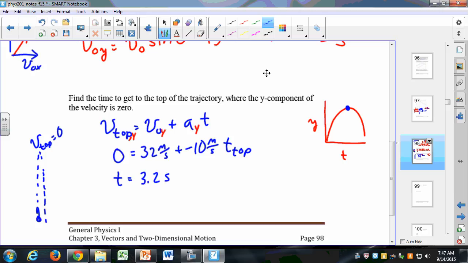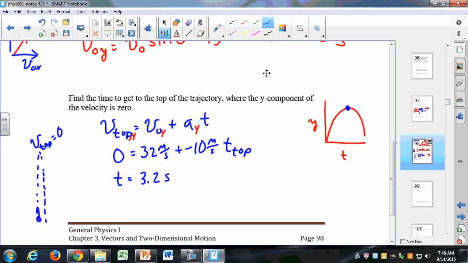I can do the algebra there. You just take the 32 over, it becomes -32 equals -10 t. Divide both sides by -10. All right, so that tells me the time at the top of the trajectory. If I want to find the range, what time do I need to use? I have to double it, right?